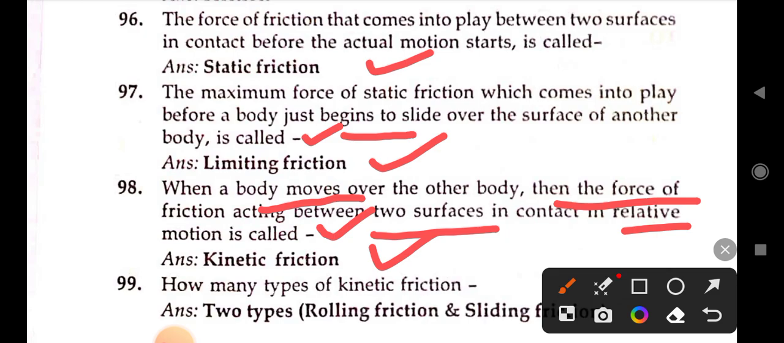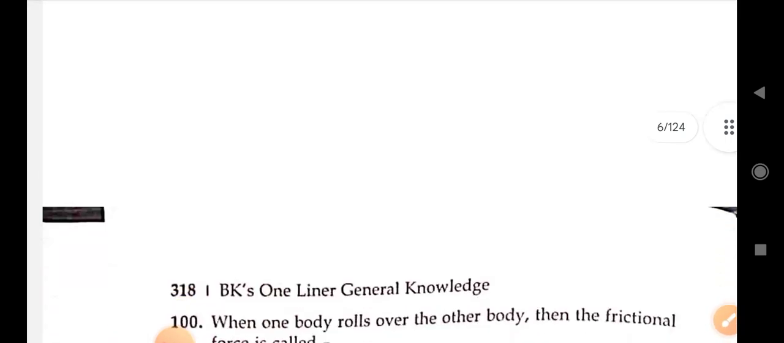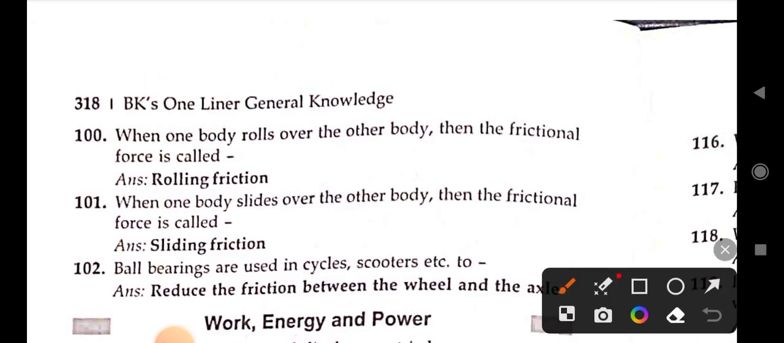How many types of kinetic friction? Two types. One is rolling friction, second is sliding friction. Next, when one body rolls over the other body, the frictional force is called rolling friction. Next, when one body slides over the other body, the frictional force is called sliding friction.